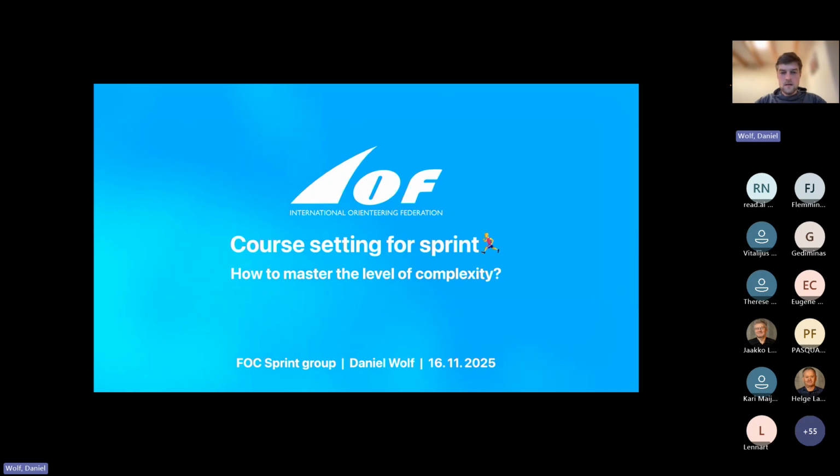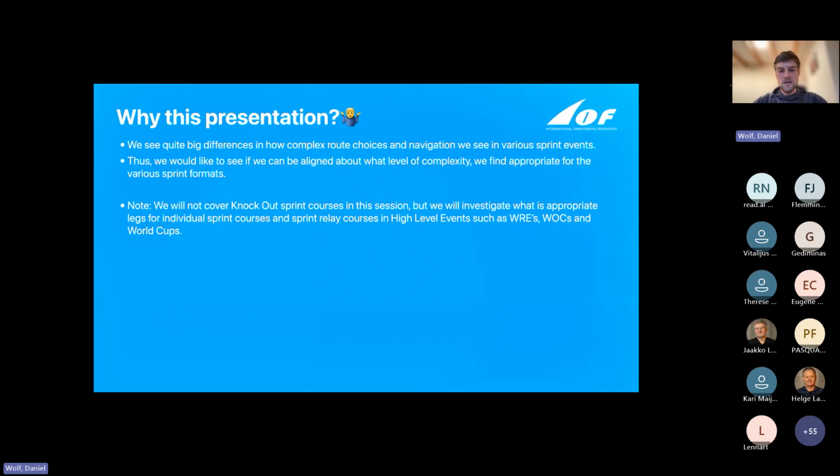So once more, hello everyone. My name is Daniel Wolf, and I volunteered from the members of the Commission Sprint Group to lead this session, how to master the level of complexity of sprint legs. There were some voices recently that some sprints this season were too easy. Another day, athletes are complaining it was too complex, too difficult to choose the proper variant at high speed during the race. So that's the answer to the question why this presentation. Because as I said, we see quite big differences in how complex route choices and navigation we see in various sprint events. So we would like to see if we, as SCAs, as course setters, can be aligned about what level of complexity we find appropriate for the various sprint formats.